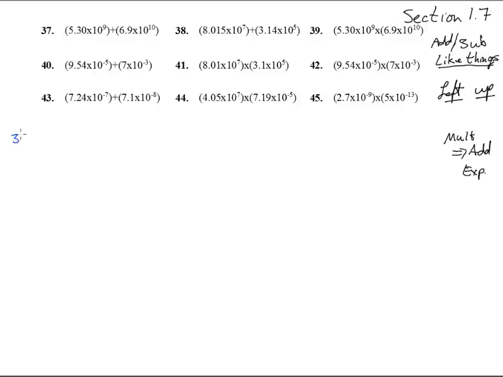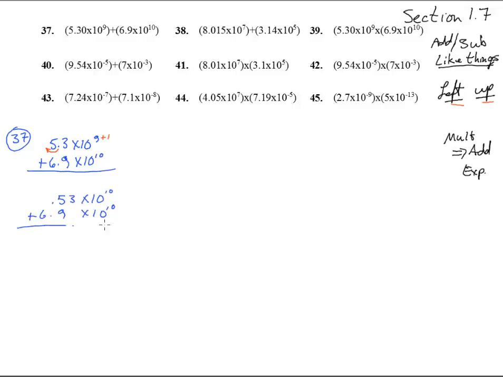Number 37. 5.3 times 10 to the 9th plus 6.9 times 10 to the 10th power. These need to be the same in order for us to add them, so I am going to do that. I'm going to go left with this decimal and go up here. Let's highlight that again: left, up. So I now have the problem 0.53 times 10 to the 10th and 6.9 times 10 to the 10th.